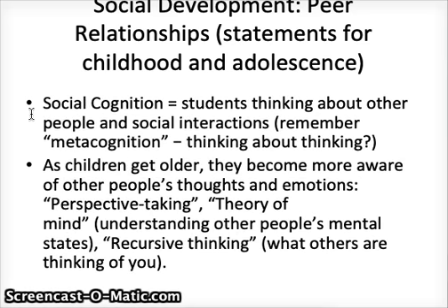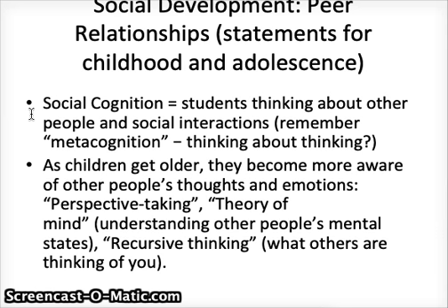Another piece to social development has to do with a term called social cognition. I want you to think back to one of the other topics we did. You remember the term metacognition? And we said metacognition was thinking about thinking. Well, social cognition, similarly, is students thinking not about thinking, but about other people and how they socially interact. That's why the word social is in front of cognition instead of meta. So I just want to make a comparison there for you, because I know you remember what metacognition was, okay?